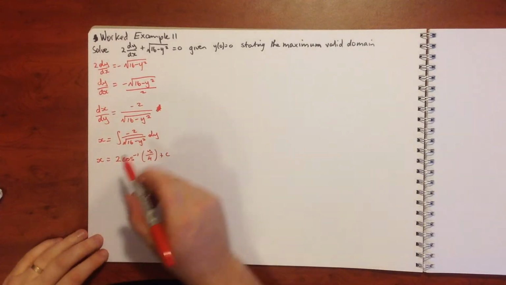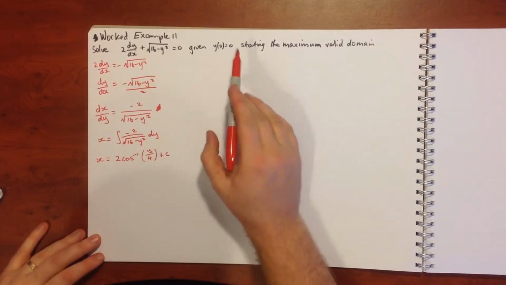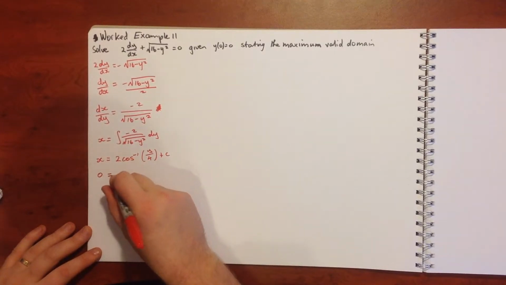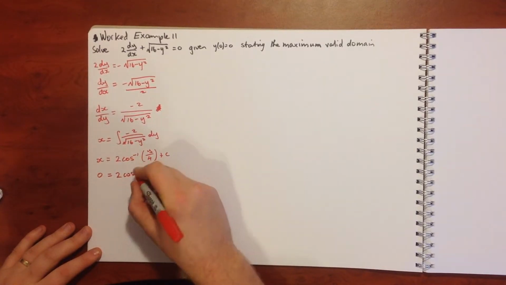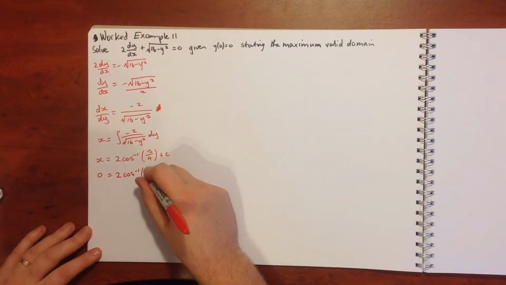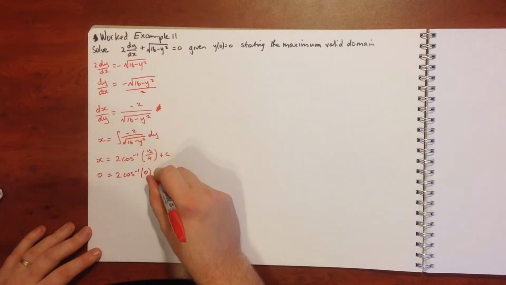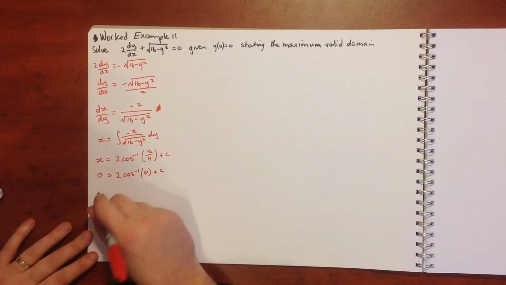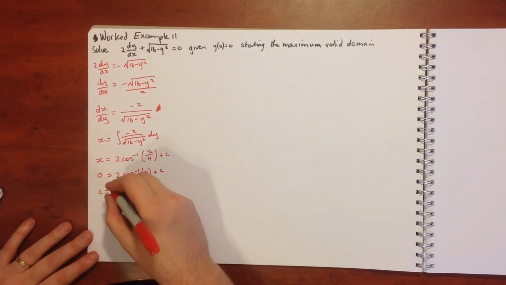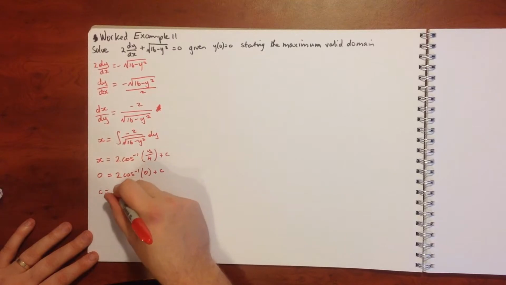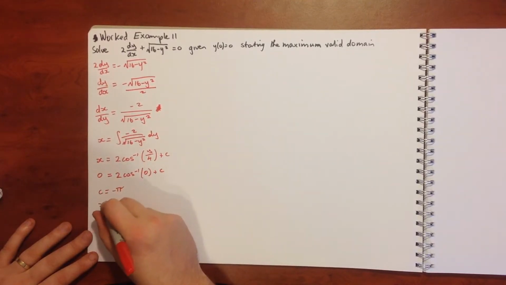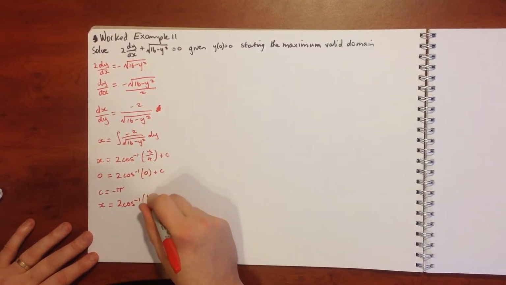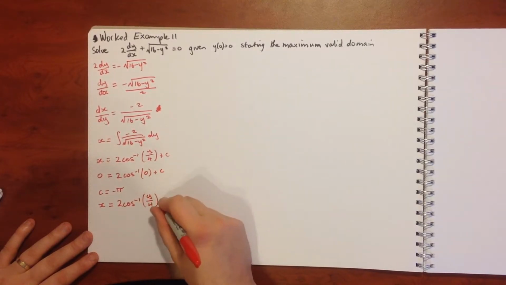What we're going to do is substitute x and y equals 0. So we get 0 equals 2 inverse cos of 0 plus c. When we go through that, we get c equals negative pi. So therefore we know that x equals 2 times the inverse cos of y on 4 minus pi.